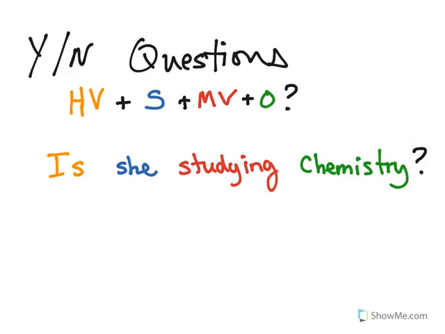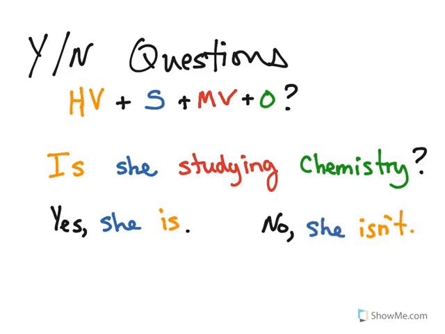And just like before, my answer is either going to be yes or no. Now, again, in my short answer, I'm going to use the helping verb. So I might say, yes, she is, or no, she, and we use the contraction here, no, she isn't. Okay? Yes or no questions.